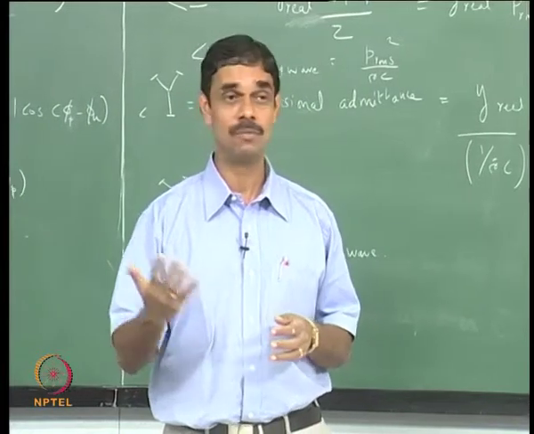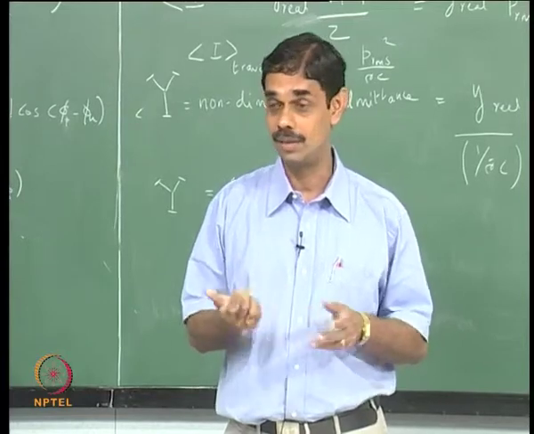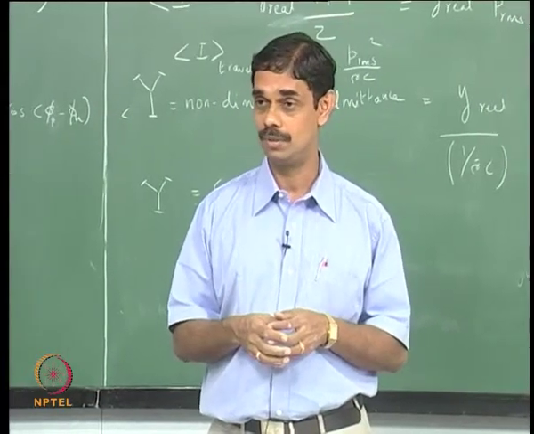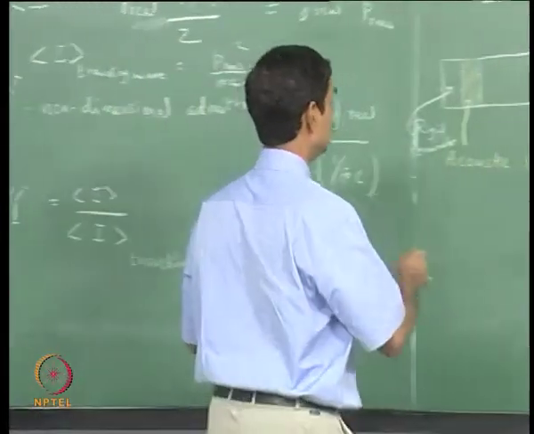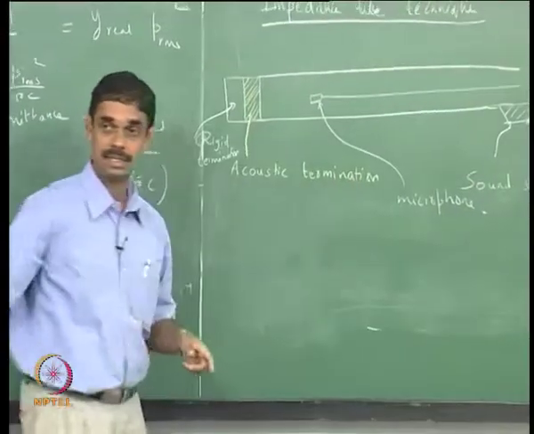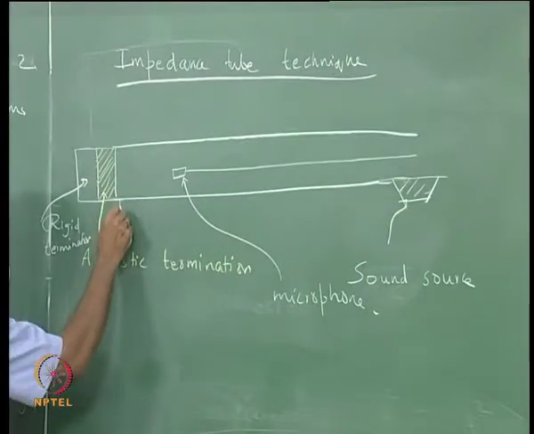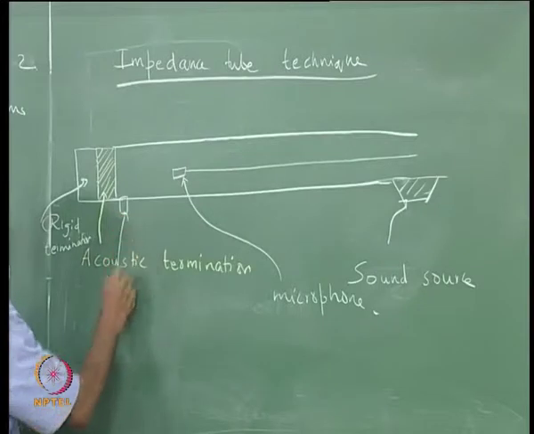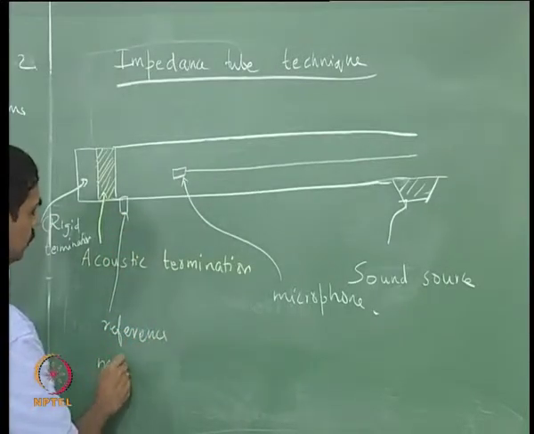So we can use a simple voltmeter and measure the signal if that is all you have, but then you get only the amplitudes. We do not get the phase if you are measuring at different locations simultaneously. So to know the phase of the standing wave, you have to have a reference microphone.